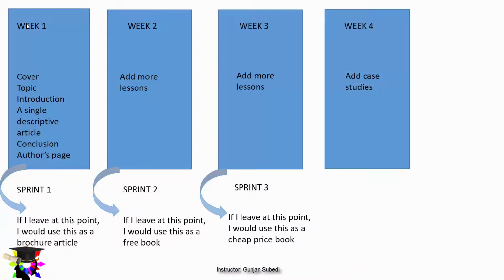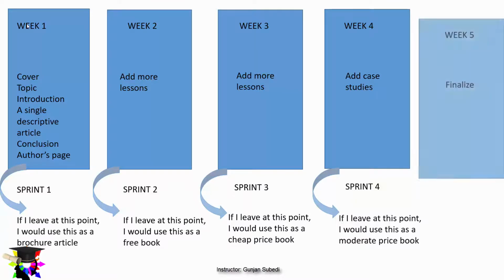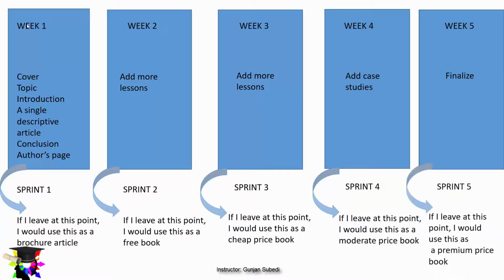In week 4, I would add case studies and all those features that would improve my readers' engagement with the book. And if I leave at this point, I would be able to publish a moderately priced book. I would finalize the book by week 5 or sprint 5, and if I leave at this point, I would be able to use it as a premium price book. So you can see a pattern here.